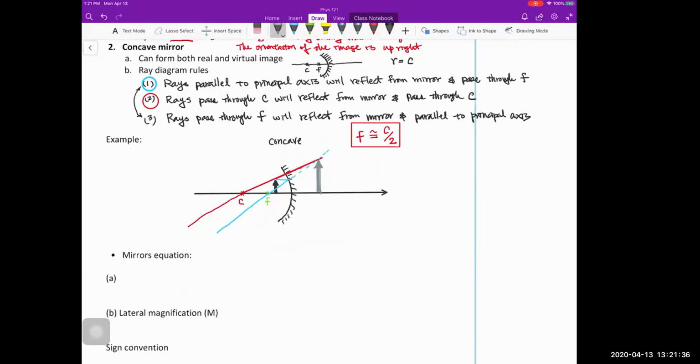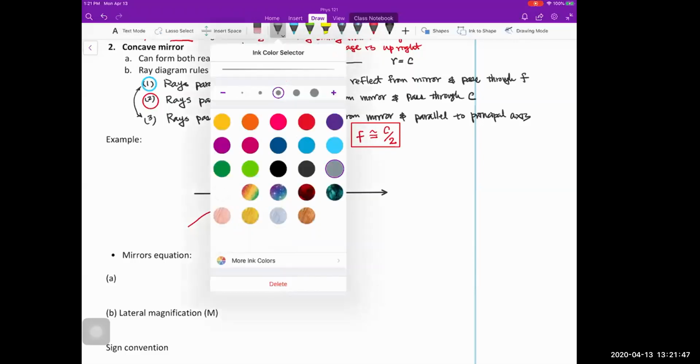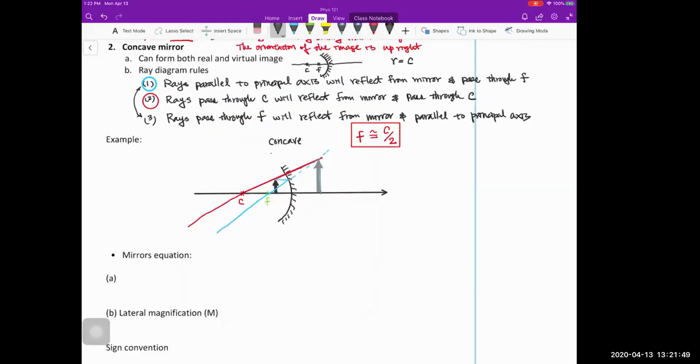Okay, so any question about this part? No. Okay, what about the third line? Can you draw a third line based on the rule? Let me just draw the third line for you. So this is our concave mirror. For the third line, let me use a different color. Let's use the green color to represent it.